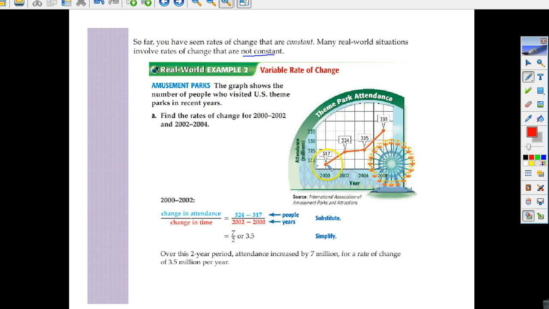But here you see a graph that's not just a straight line. It has several stops on it. So the graph shows, it's a graph about an amusement park, the number of people who visited U.S. theme parks in recent years. Find the rate of change for 2000 to 2002 and 2002 to 2004. Okay, so the rate of change for 2000 to 2002. We're talking about this here and this here. So this rate of change right here. Okay, let's choose blue.